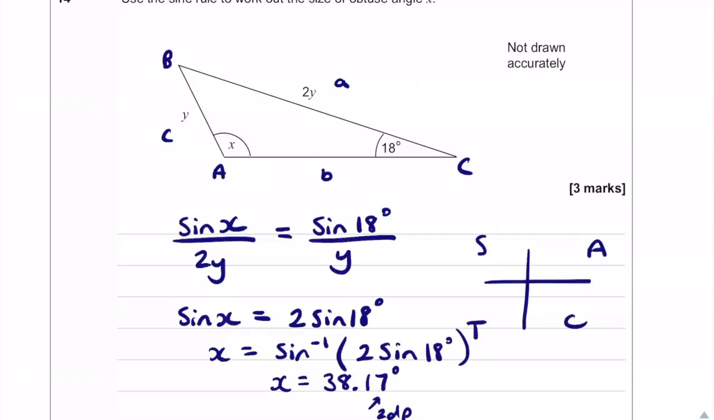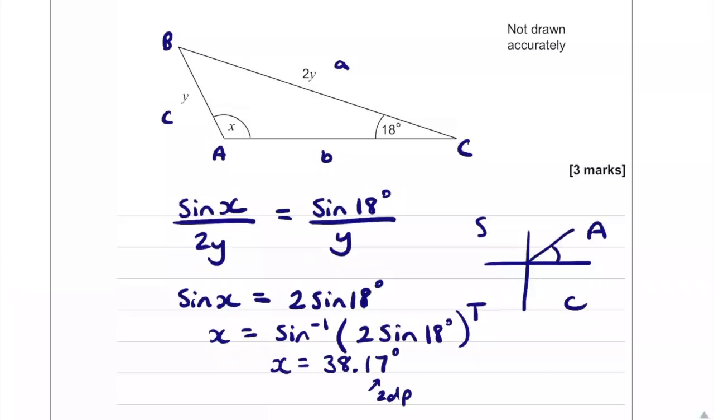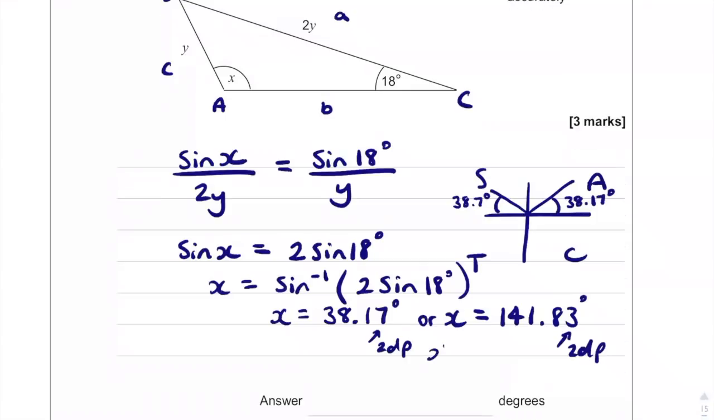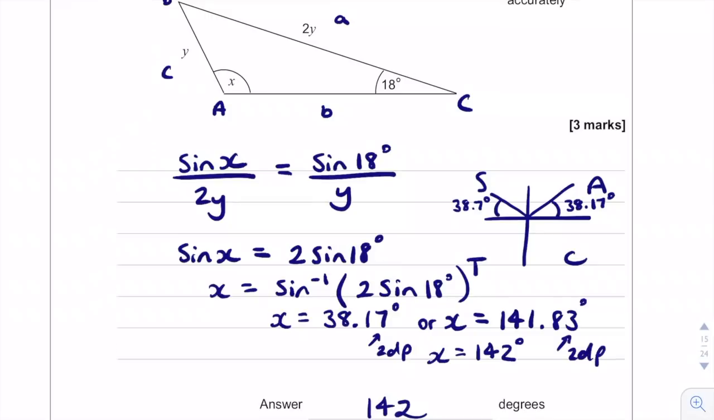So if I use the CAST circle, I know that's going to be 38.17, and if we look at sine x, it is also going to have another value of 180 minus the answer we got. So x can equal 141.83 degrees, that's to 2 decimal places. So what I'm going to do is round it to 3 significant figures. So I'm going to say x is equal to 142 degrees. And that's my answer for question 14.